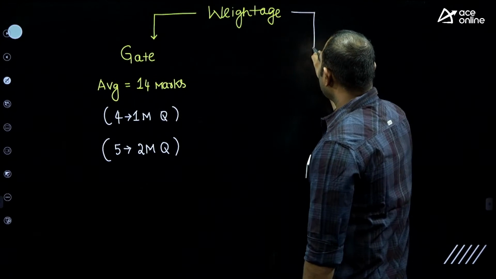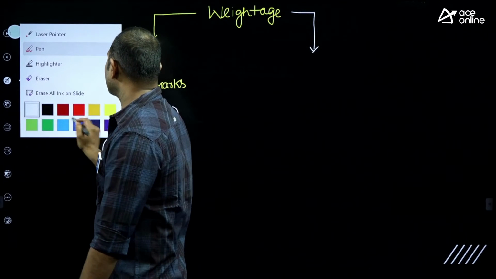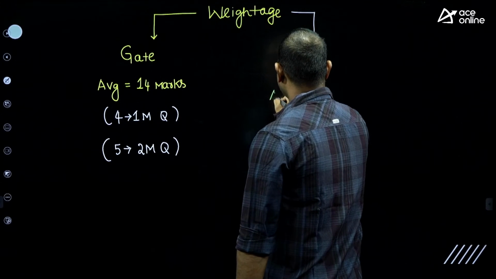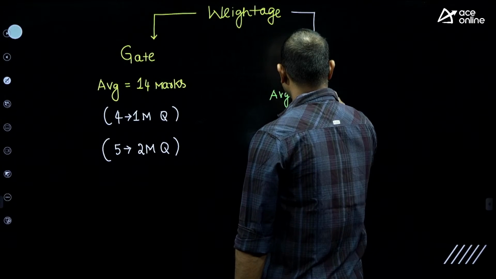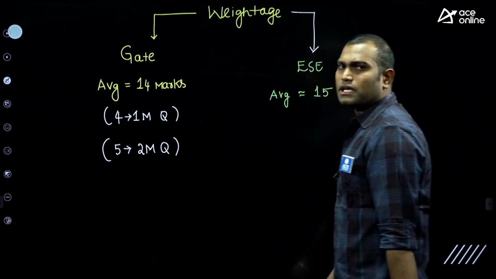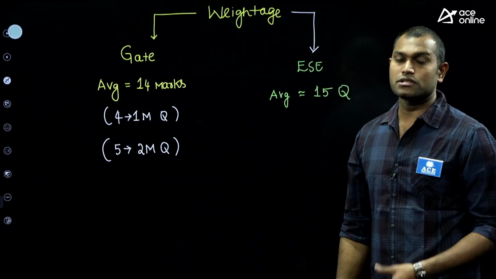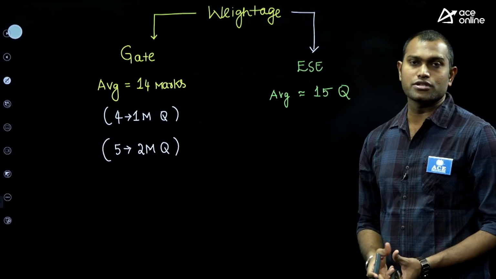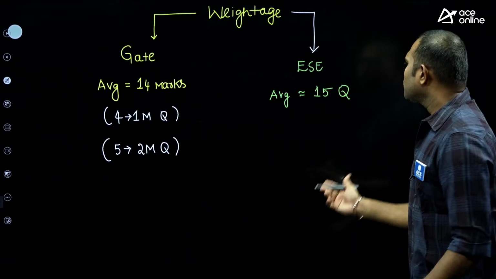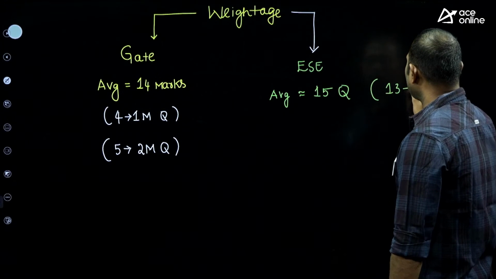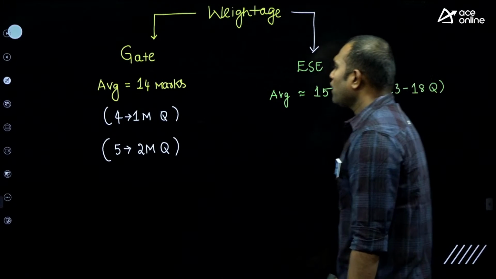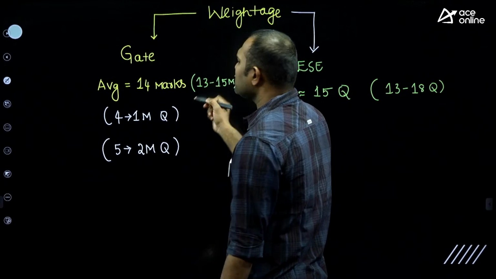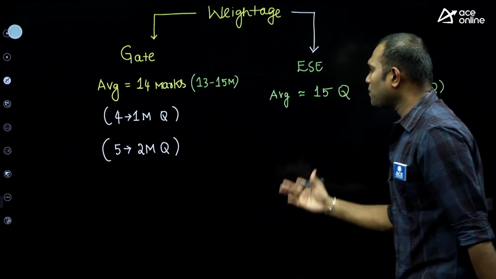But if you see in the case of the ESE, on average again 15 questions. There are some years where you can expect 13 questions, some years 20 questions, some years we got 16 questions, some years 12 questions. But on average 15 questions. So you can write 13 to 18 questions, and here also you can write 13 to 15 marks. I'm just giving you the variation, minimum and maximum.